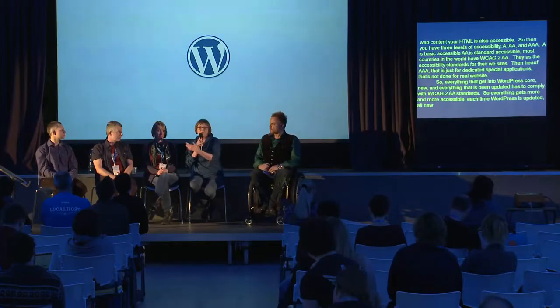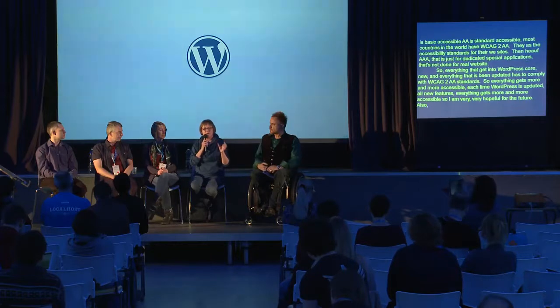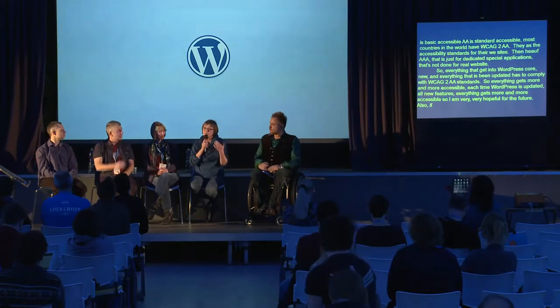So everything that gets into WordPress core new and everything that's been updated has to comply with WCAG 2 AA standards. So everything gets more and more accessible. Each time WordPress is updated, all new features, everything gets more and more accessible. So I'm very, very hopeful for the future. And also, if a non-accessible feature gets in, or someone wants to get it in, we can say, no, that's not according to core standards. So now we have something to say. So I'm very hopeful for the future. Was that your question? Thank you.